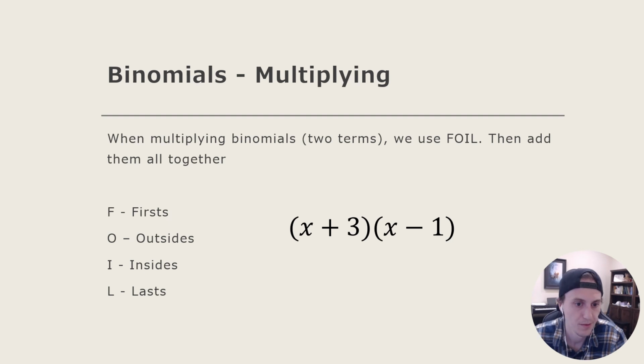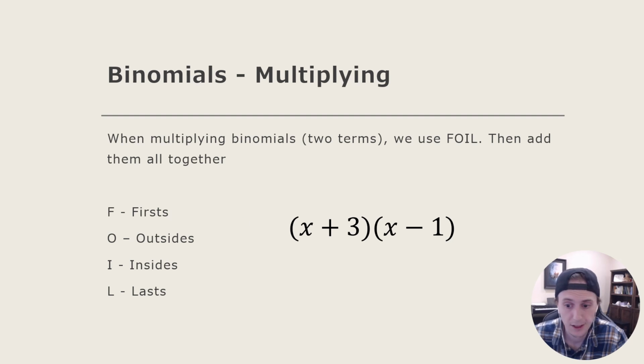Multiplying binomials. When multiplying binomials, which means two terms, we use the FOIL method, and then we add those things together. Do I have a little laser pointer here? Aha, laser pointer. So we use the FOIL method. If you've never heard of the FOIL method before, it is this over here. FOIL stands for firsts, outsides, insides, and lasts.